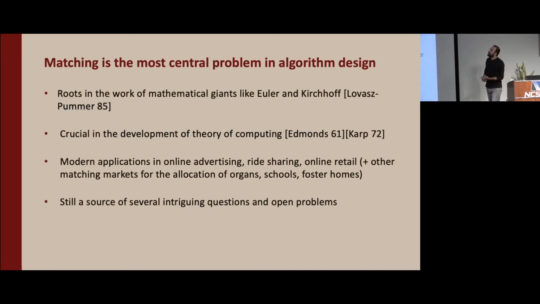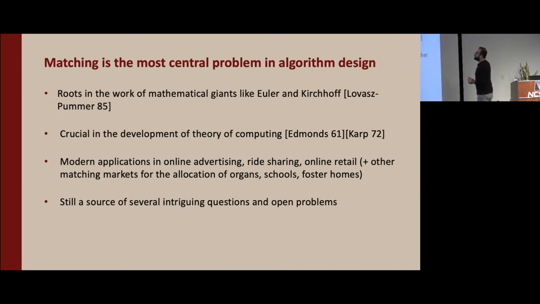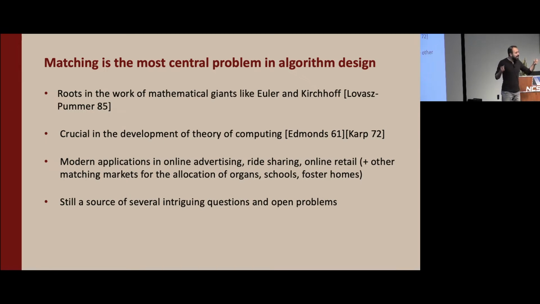Matching is the most central problem in algorithm design. It has roots in the work of mathematical giants like Euler and Kirchhoff, and it's been crucial in the development of the theory of computing. If you look at Edmonds' paper on finding perfect matchings or maximum matchings in general graphs, he also talks about this notion of good algorithms or efficient algorithms, what we now call polynomial time algorithms.